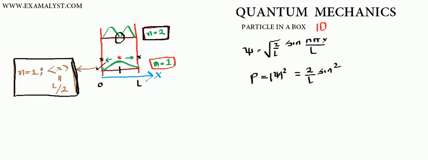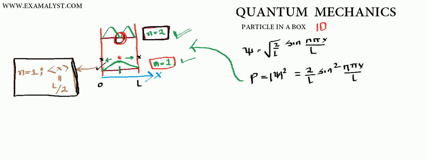Now without doing much more mathematics, what I did is I drew the graph of this diagram, and I stated the probability at various values. So I stated the probability at n equals to 1, and I said that most of the time the electron spends at the center. Then I also stated the probability for n equals to 2 by drawing the diagram of sine square 2 pi x by L, and I stated that at the center the probability of finding the particle is 0. It means the particle is never found at the center. These things were discussed in the last class.